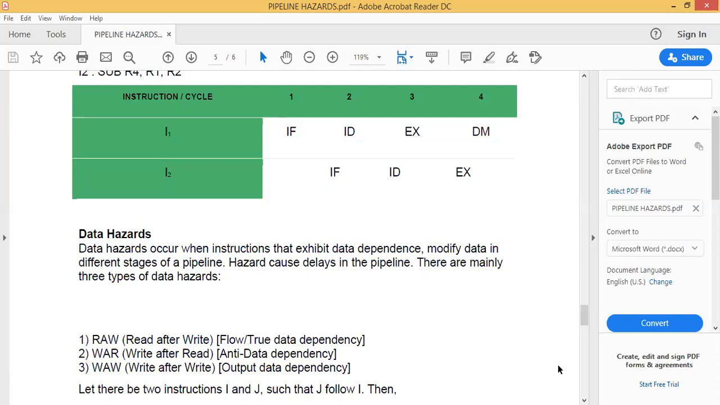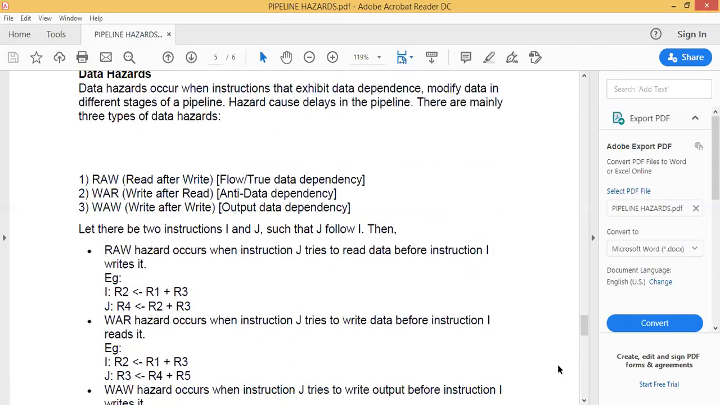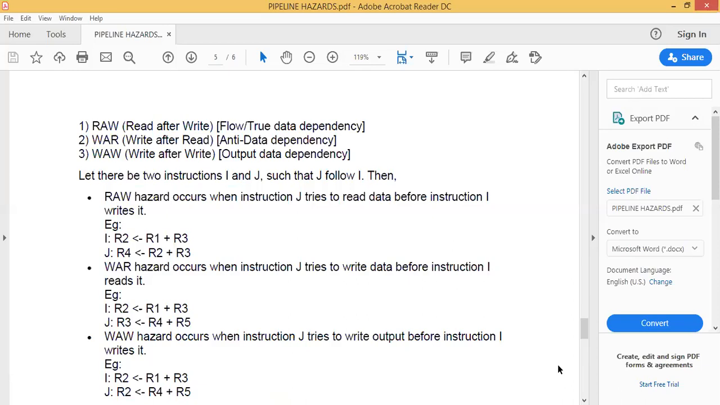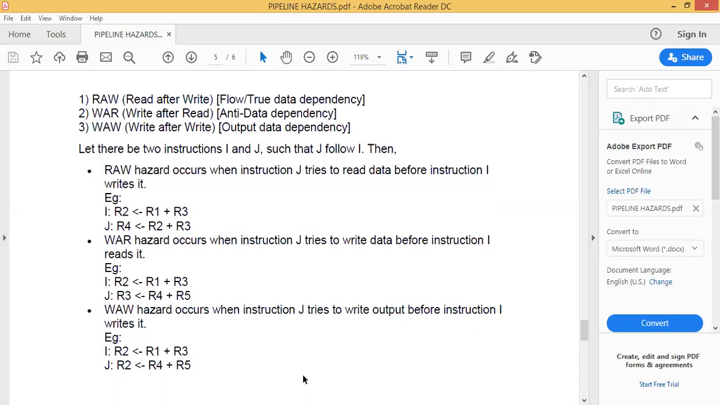Data hazards occur when instructions that exhibit data dependency modify data in different stages of a pipeline, and hazards cause delay in the pipeline. There are mainly three types of data hazards: read after write, write after read, and write after write. Here are some examples. A RAW hazard occurs when instruction J tries to read data before instruction I writes it. A write after read hazard occurs when instruction J tries to write data before instruction I reads it. And a write after write hazard occurs when instruction J tries to write output before instruction I.